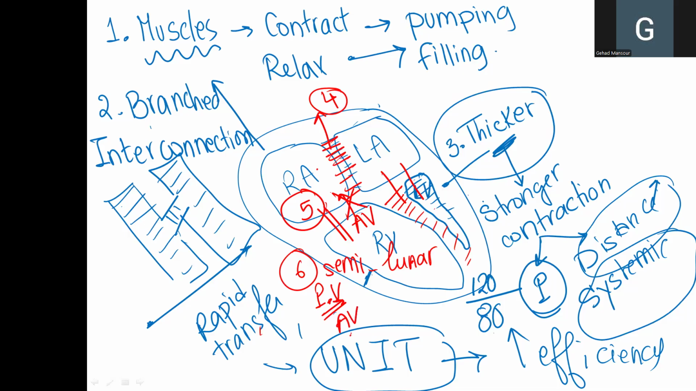Similarly, we have the aortic valve that allows the passage of the oxygenated blood from the left ventricle to the aorta during systole and prevents regurgitation or backflow during diastole. And this is again how you should describe the function of a valve.